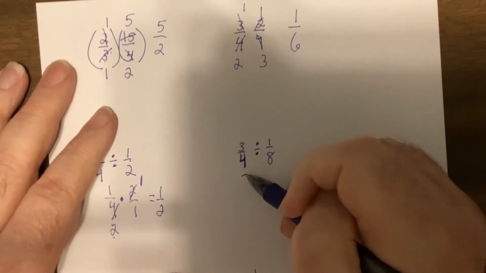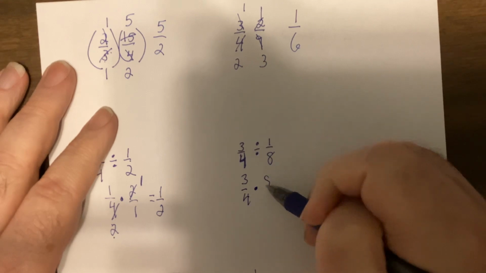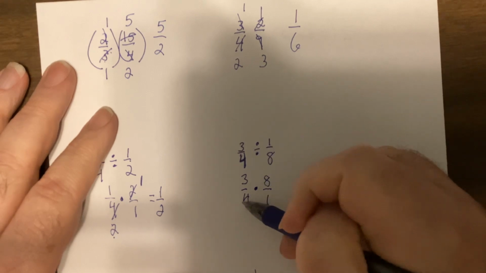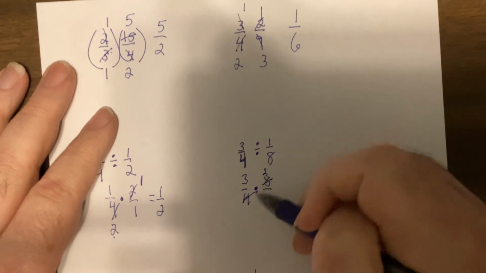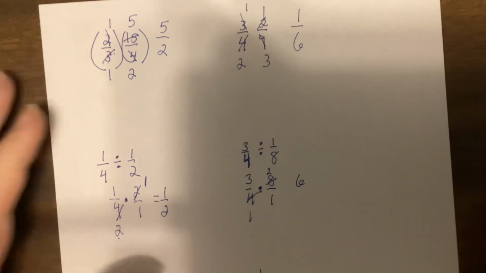So this would be 3/4 times the reciprocal, 8 over 1. 4 goes into 8 twice. So it'd be 6 over 1, or 6.